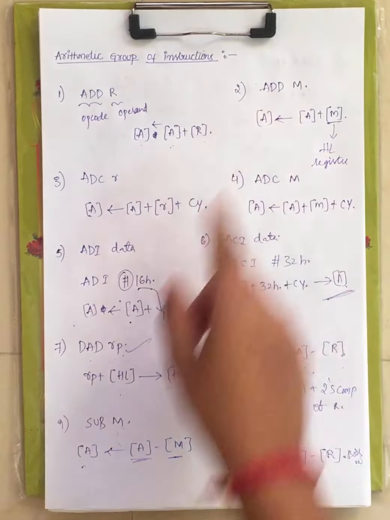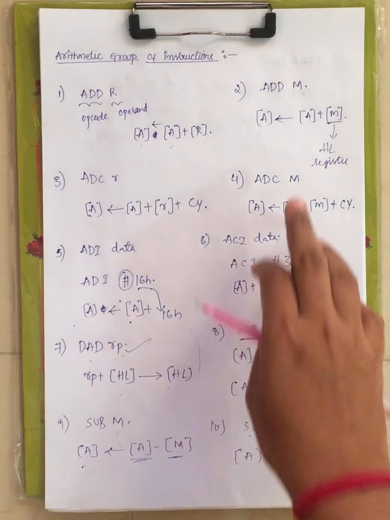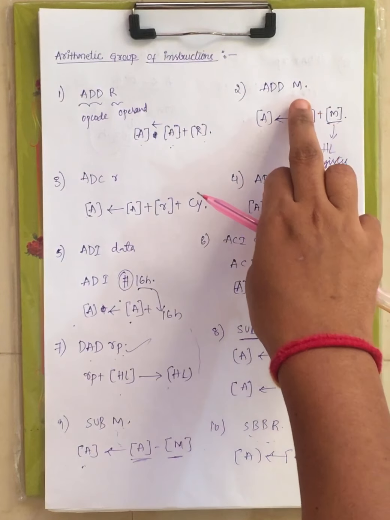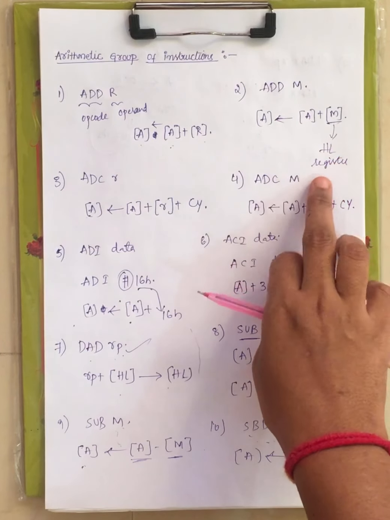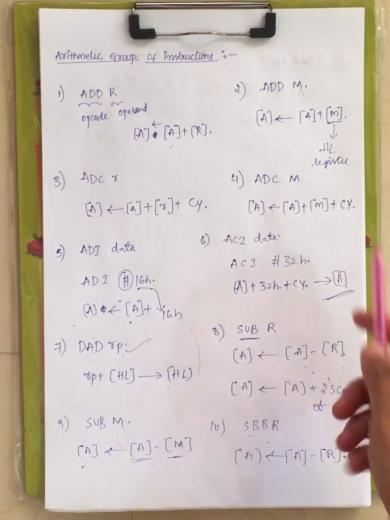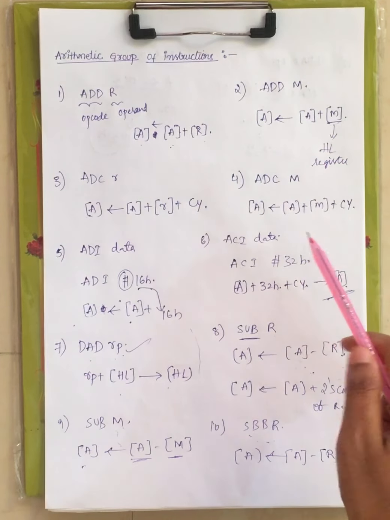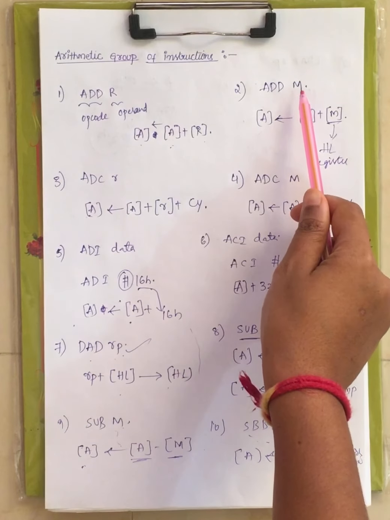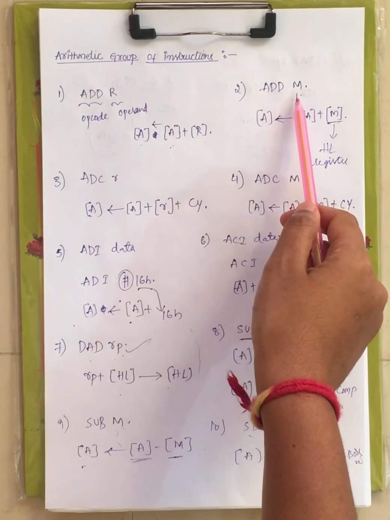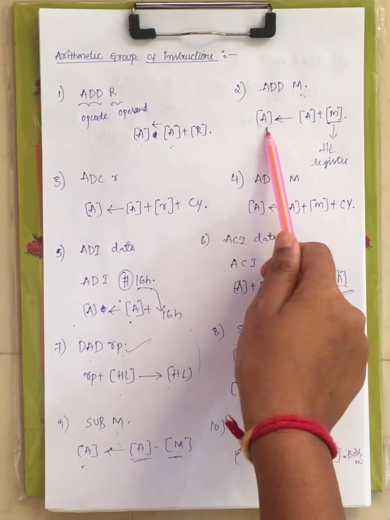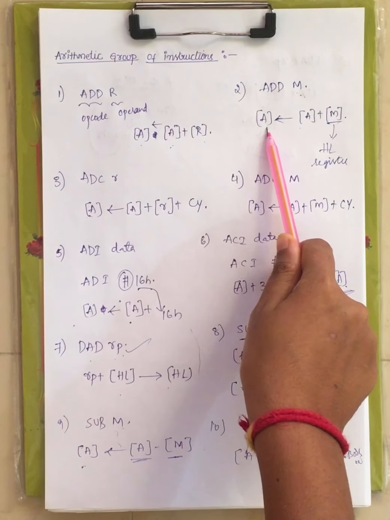Now coming to the second instruction, ADD M, right? The contents of the accumulator are added with the contents of the memory location which is pointed by the HL register pair. Directly it may be mentioned in the instruction, or it may take the memory location that is pointed by the HL register pair, right? These contents of the memory location are added with the contents of the A register, and the result is stored in the A register, right?